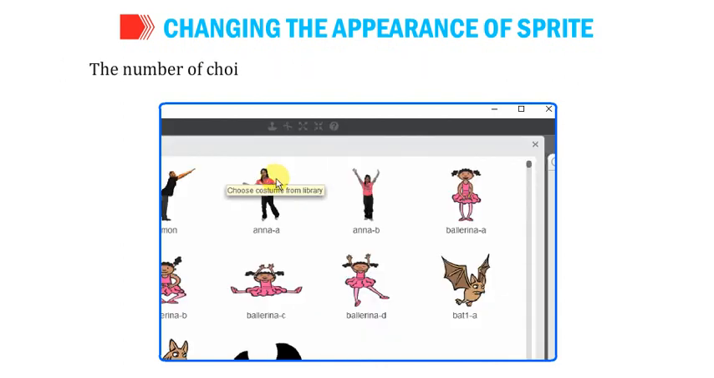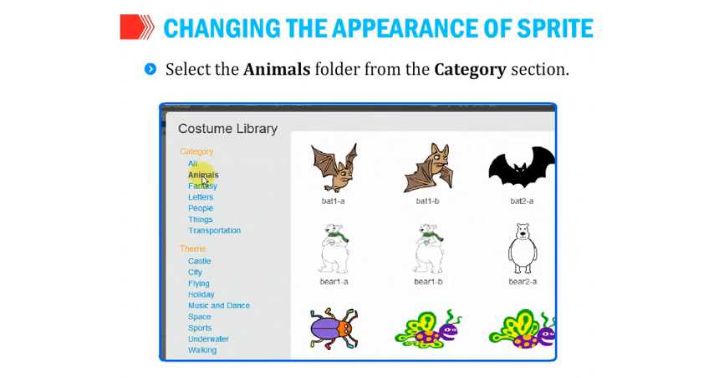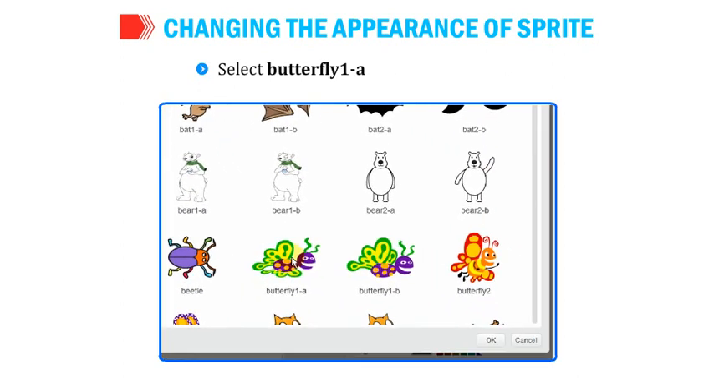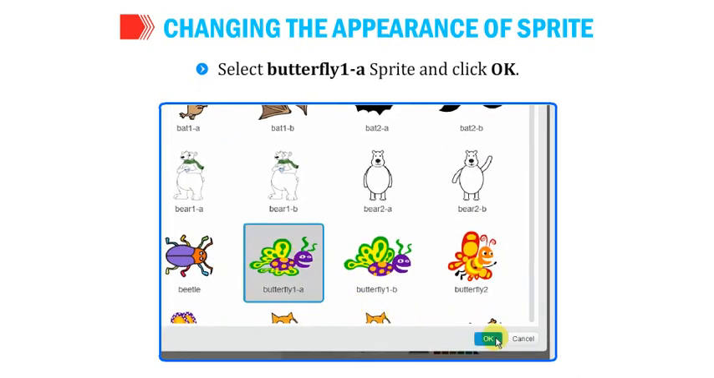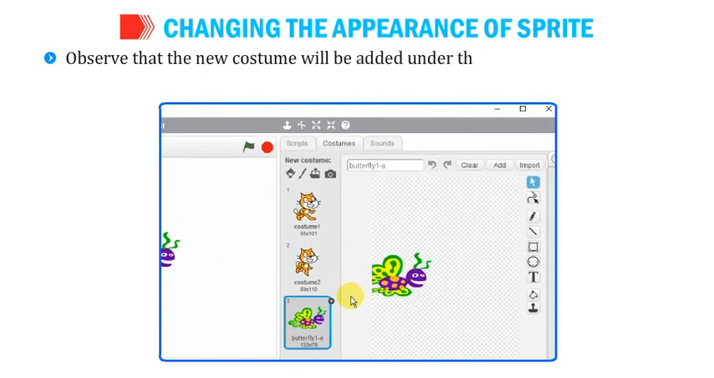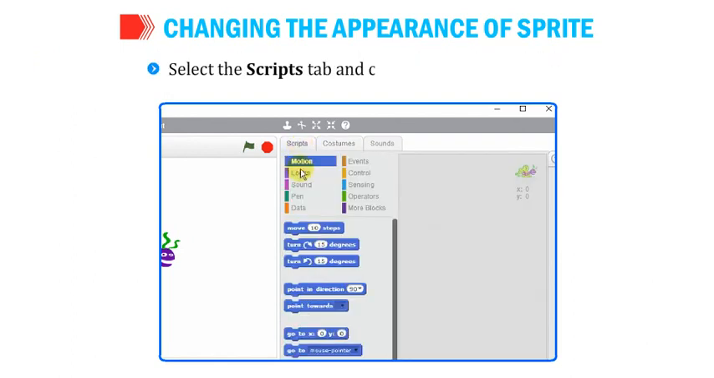The number of choices will appear in the Costume Library dialog box. Select the Animals folder from the Category section. Select Butterfly 1A Sprite and click OK. Observe that the new costume will be added under the Costumes list as well as displayed on the stage. Select the Scripts tab and click on the Motion block.